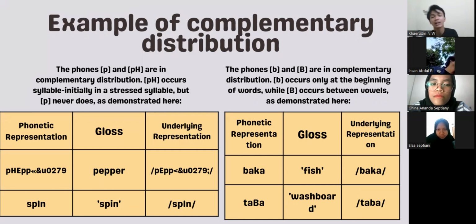And then the two kinds of B are in complementary distribution. One occurs only at the beginning of a word, while the other occurs between vowels, as demonstrated here. I don't know why the phonetic representation is baka, the gloss is fish, and maybe Mr. Chuchu can explain this in the next meeting, right?